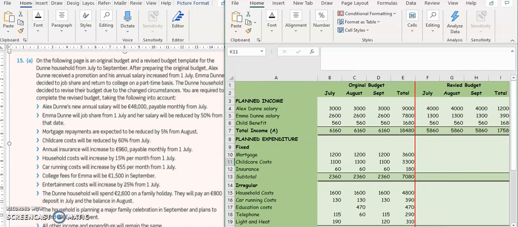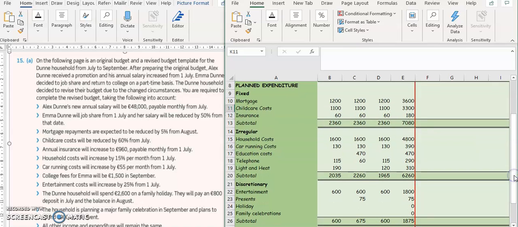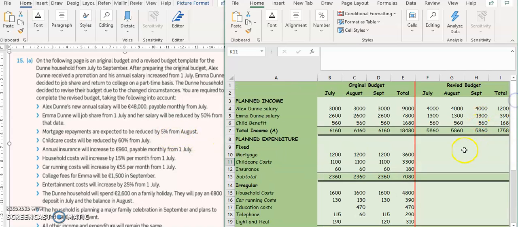Okay, so if you look at our planned expenditure for the revised budget, the first part is our fixed expenditure. Let's see if there are any changes to that. Mortgage repayments are expected to reduce by 5% from August. So in August our mortgage is going to reduce, but it's still going to be the same in July.